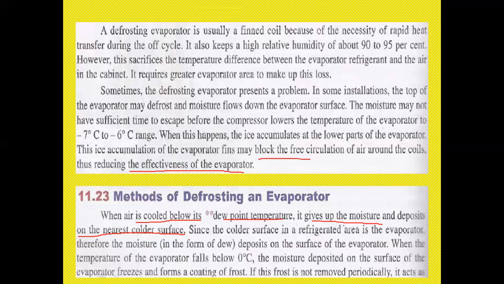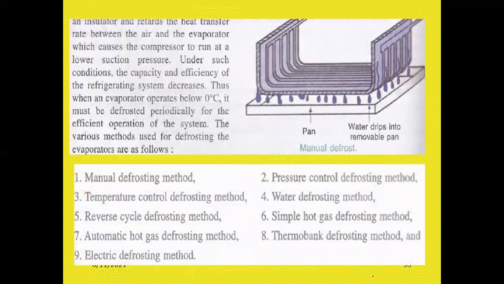Because the colder surface in the refrigerated area is the evaporator, when its temperature falls below 0 degrees centigrade, the moisture deposited on the surface freezes and forms a coating of frost. If this frost is not removed periodically, it acts as an insulator.